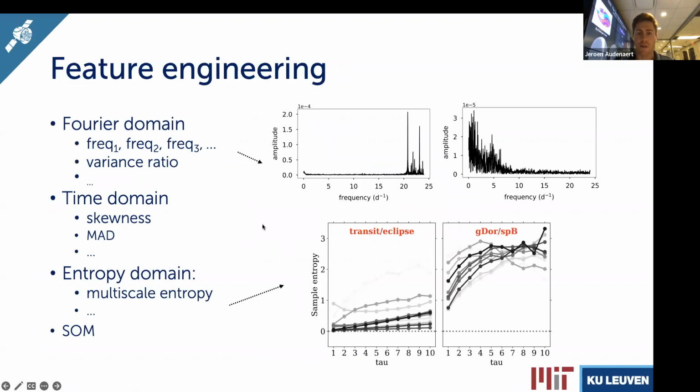Now here, just a brief overview of the feature engineering that is used in some of the methods. As I said, we use the amplitude spectrum. In the time domain, we use the skewness and the minimum absolute, for example. And then we also have some other ones like the multiscale entropy, which assesses the complexity of the light curve. The exact features, there are too many to list, but those can be found in the paper in case you're interested in those.